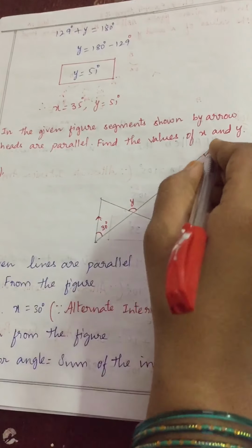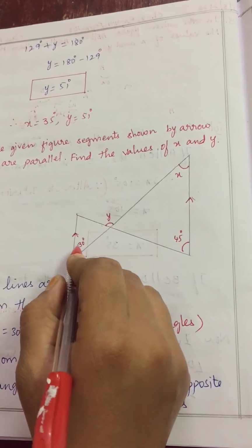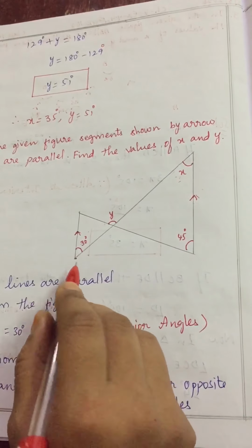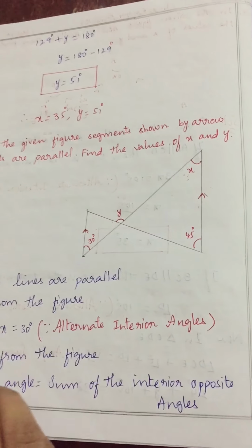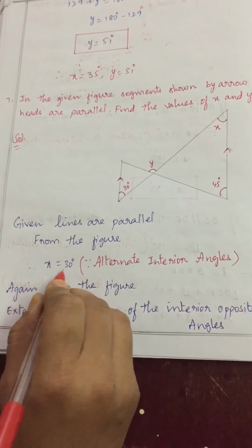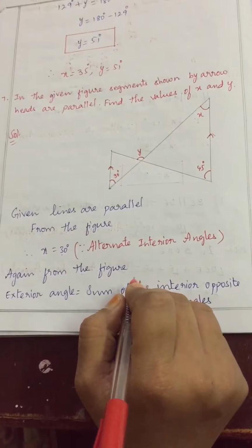Clear children? So if this line is the transversal, what can we say about 30 degrees and x? They both are equal. How? By alternate interior angles. When lines are parallel, alternate interior angles are equal. So x and 30 are alternate interior angles. So we are writing x equal to 30 degrees. So we got the x value. Now we need to find the y value.